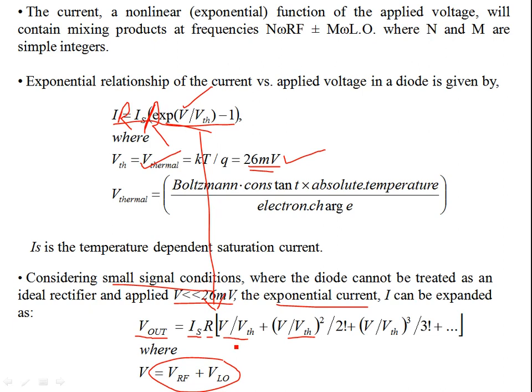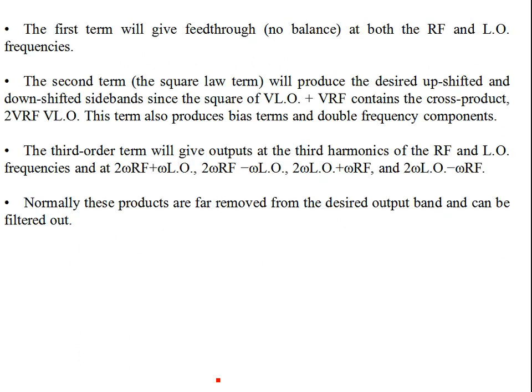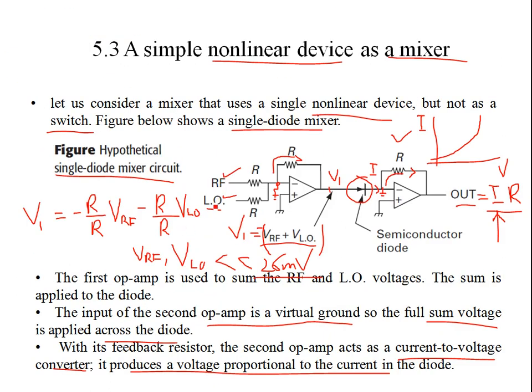Now the first term suggests that this is an unbalanced mixer. Why is it an unbalanced mixer? Because you have this V as VRF plus VLO, and the energy from the RF and local oscillator ports comes directly, it feeds through to the output. So this is an unbalanced mixer, you see.